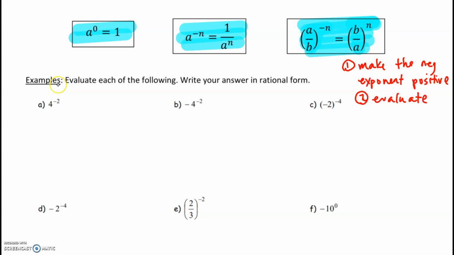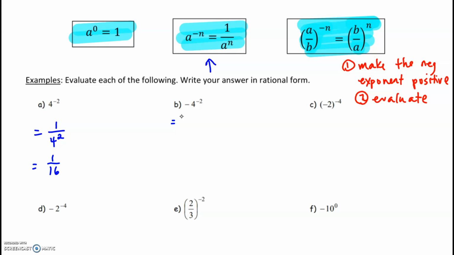All right, so 4 to the negative 2, I need to make that negative 2 positive. So that is my rule right here, because my base is not a fraction. So all I have to do is put this over 1, and that makes that negative 2 a positive 2. And now I can go ahead and evaluate, second step. So it'll be 1 over, and 4 to the exponent 2 is 16, and we're done.